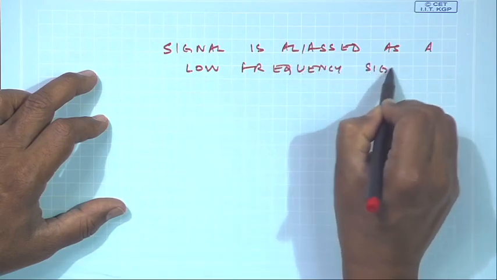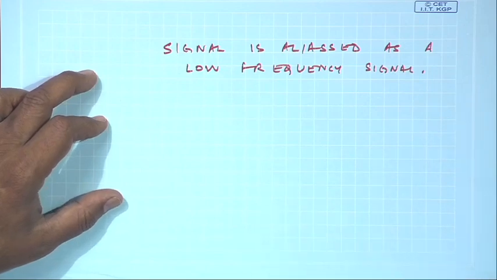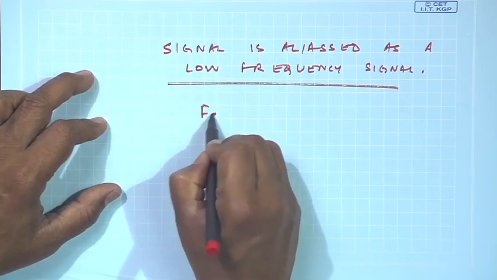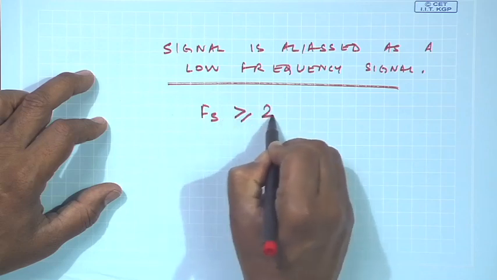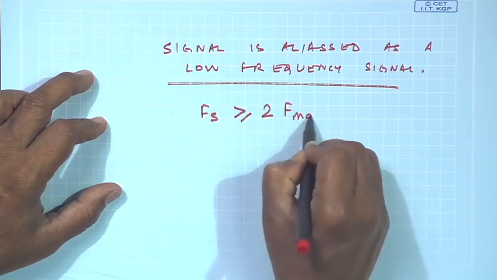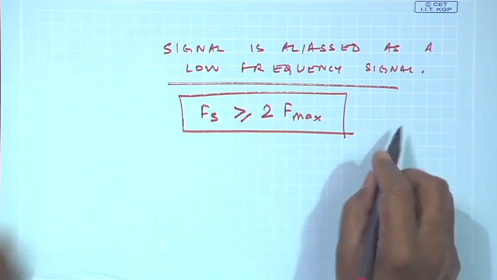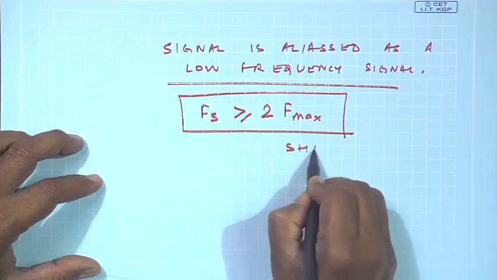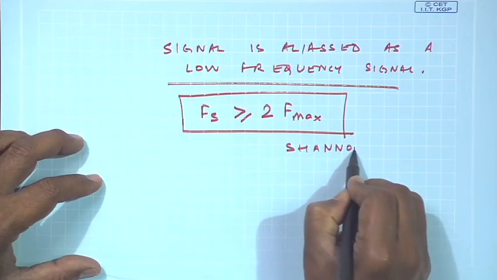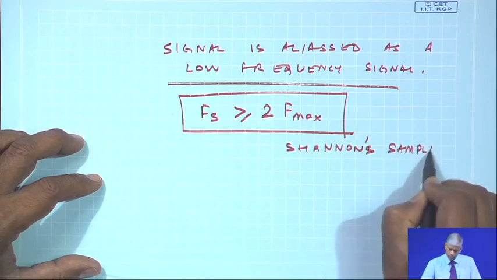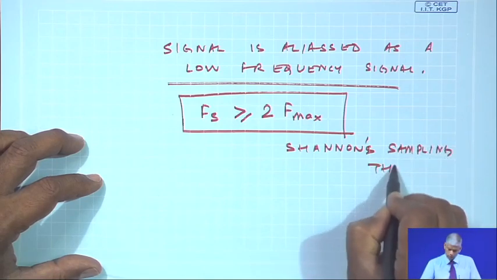So, in fact, there is a theorem which says your sampling frequency should be greater than twice f max to prevent signal aliasing. Okay. So, this is Shannon's sampling theorem.